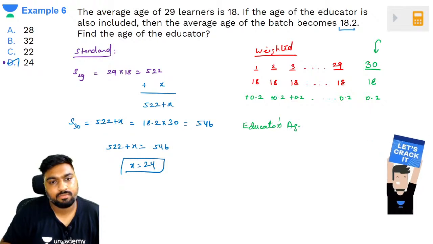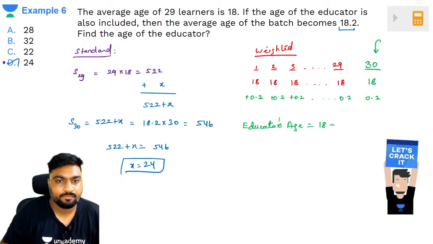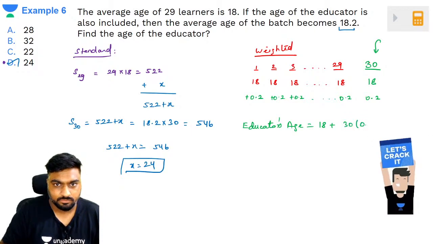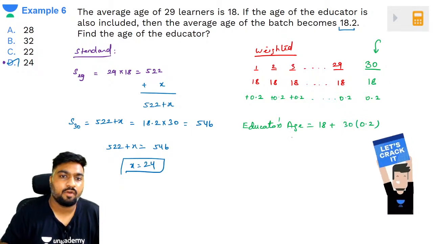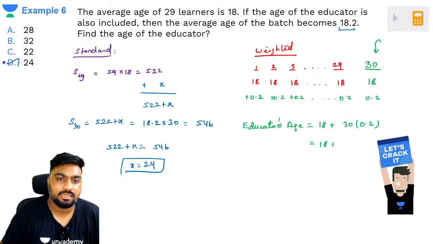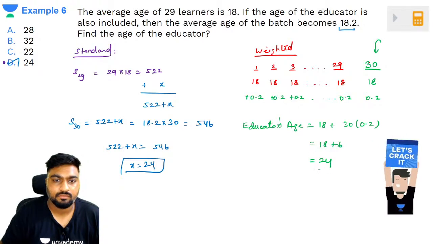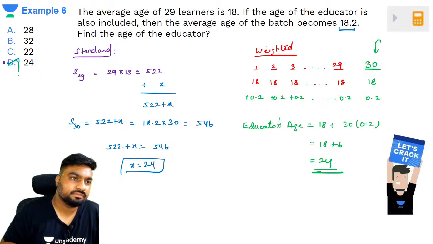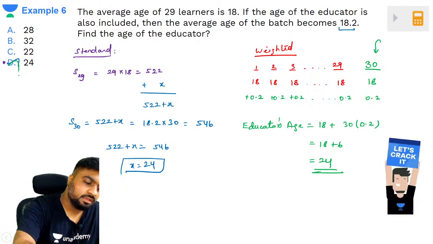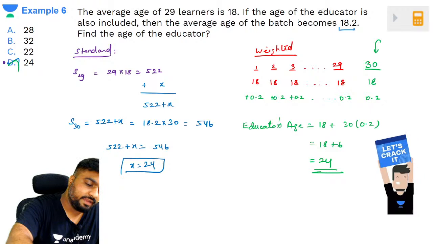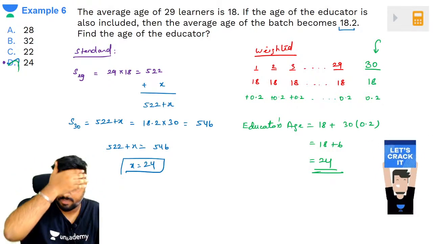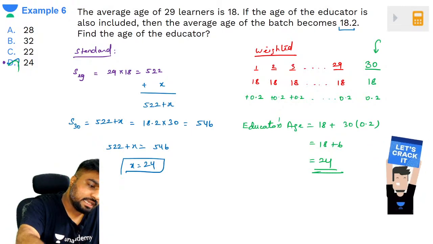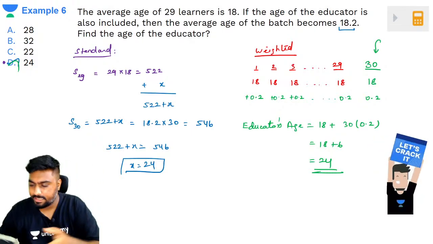Educator's age is going to be what? 18 was already there, plus this 0.2 increase for all people. This is what? 18 plus 6, 24. Cool? This entire weighted average thing, you can do it mentally itself. You don't need to put it on a piece of paper. Done everyone? I hope it's clear.